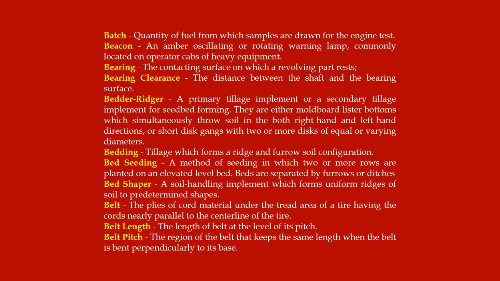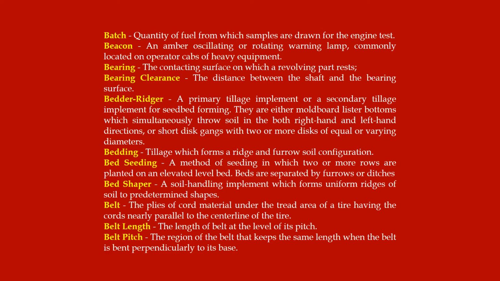Bedding. Tillage which forms a ridge and furrow soil configuration. Bed seeding. A method of seeding in which two or more rows are planted on an elevated level bed. Beds are separated by furrows or ditches. Bed shaper. A soil handling implement which forms uniform ridges of soil to predetermined shapes. Belt. The plies of cord material under the tread area of a tire having the cords nearly parallel to the center line of the tire.